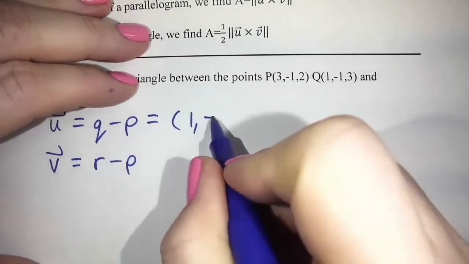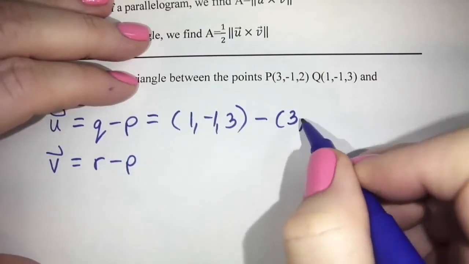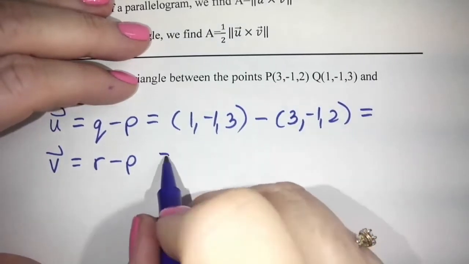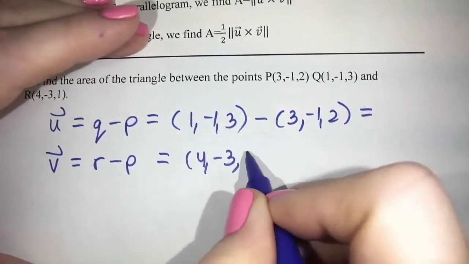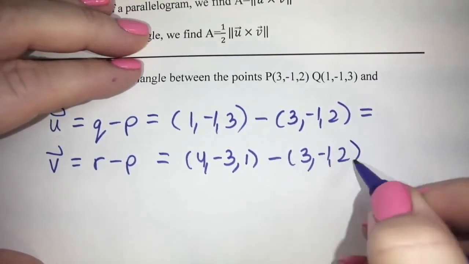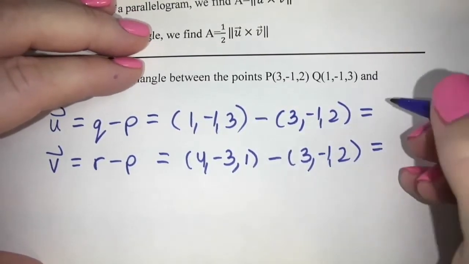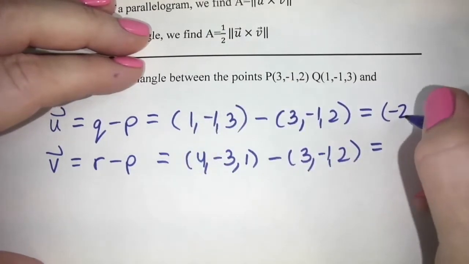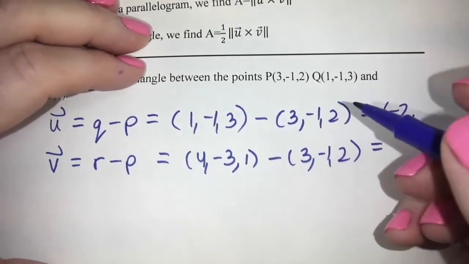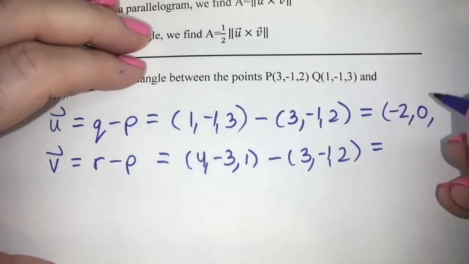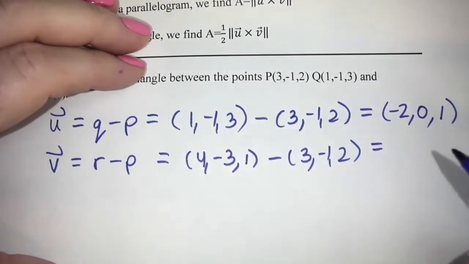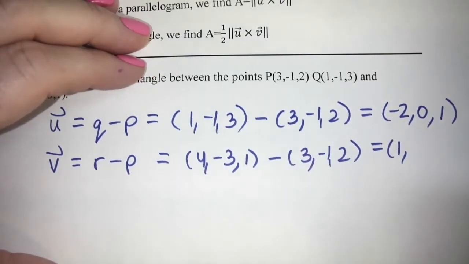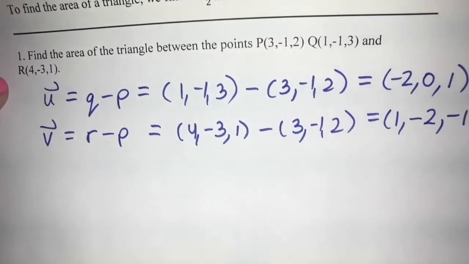So Q minus P would be (1, -1, 3) minus (3, -1, 2), and R minus P would be (4, -3, 1) minus (3, -1, 2). And so for vector U, 1 minus 3 would be -2, -1 minus -1 would be 0, and 3 minus 2 would be 1. And for R minus P, 4 minus 3 would be 1, -3 minus -1 would be -3 plus 1, so that would be -2, and 1 minus 2 would be -1. So that's step 1, find the vectors.